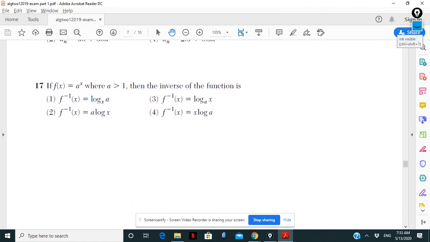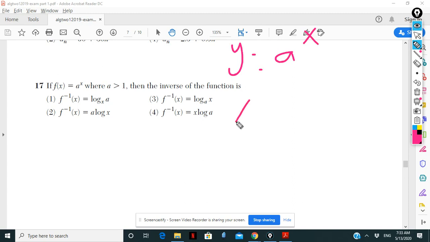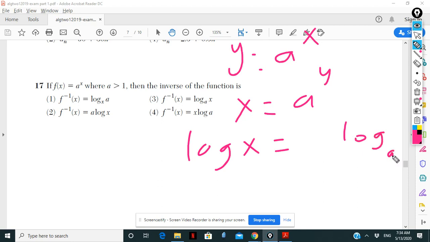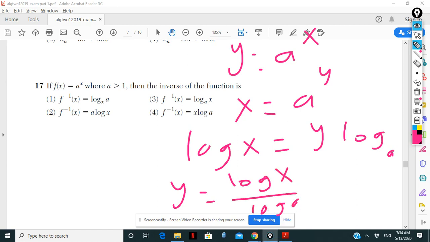Question number 17. If f of x equal to a to the x, where a is more than 1, then the inverse function. So the inverse function for the exponent is the log. So what we said, it's y equal to a to the x. The first step, I'm going to make a to the x equal to a to the y. I want to drop the exponent, so I'm going to take log of both sides to drop y. Now y equal to log x over log a.